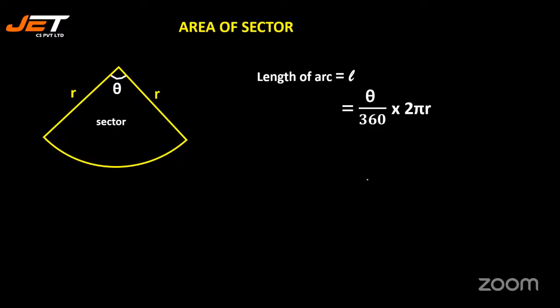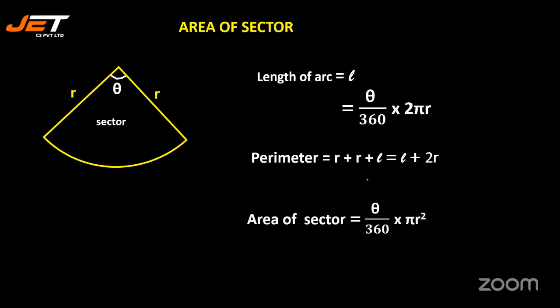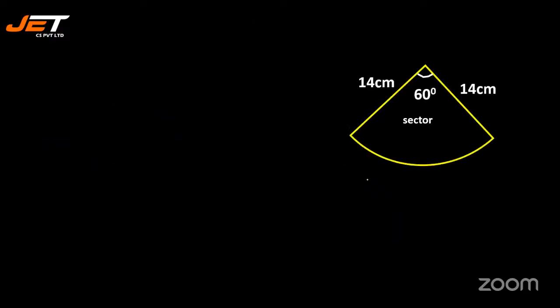How do you measure the length of the arc with the formula? Theta by 360 into 2 pi r. And what is the perimeter? It is r plus L, in other words, L plus 2r. What is the area of the sector? Theta by 360 into pi r square. Quickly note down these formulas so that we can use them while doing the sums. Theta must be in degrees.